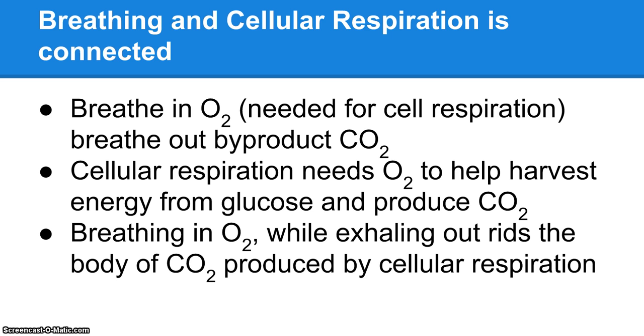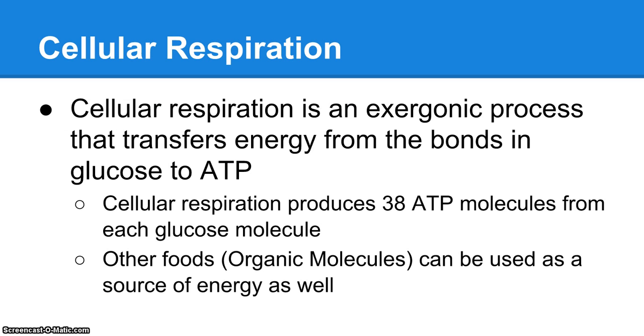Cellular respiration needs oxygen to help harvest energy from glucose and produce carbon dioxide. So what we're doing is we're just getting the energy from the bonds in glucose and producing carbon dioxide as a byproduct. Breathing in O2 while exhaling rids the body of carbon dioxide produced by the cellular respiration. Okay, cellular respiration is an exergonic process that transfers energy from the bonds and glucose to ATP. So we're putting off energy. It's going down a stair-step process that transfers the energy from the bonds so that we can use it.